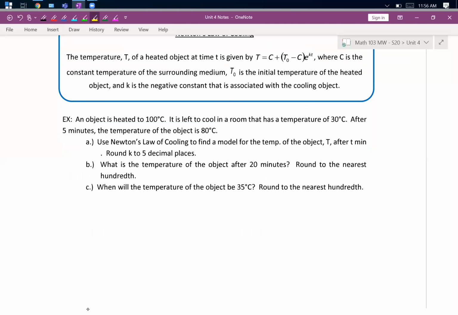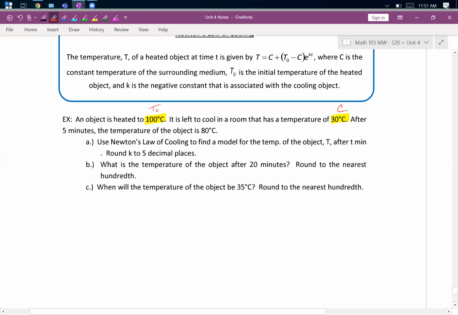So let's figure out what we were given. An object is heated to 100 degrees Celsius. What is that for us relative to our formula? Is that T sub 0? All right, that's our initial temperature. That's what we started heating it up to. It's left to cool in a room that has a 30-degree temperature. So what is that? C. That's our C value.